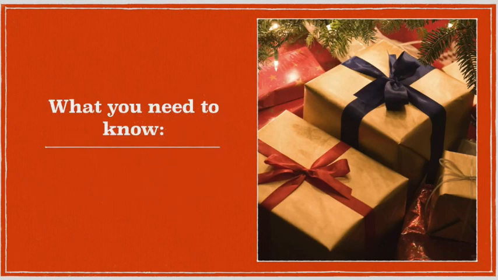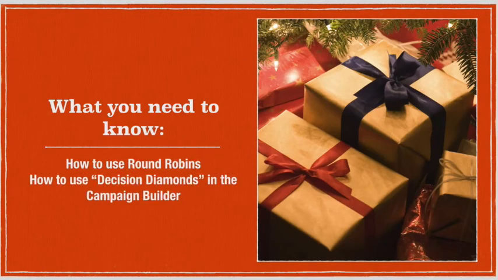Next, what do you need to know to be able to do this split testing inside of Infusionsoft? Well, three things. You need to know how to use round robins, which I'll show you in just a moment. You need to know how to use decision diamonds in the campaign builder in a very basic way. And you need to know how to apply and remove tags. So as you can see, these are all fairly basic things, and I'm going to walk you through step by step how to set this up in Infusionsoft.